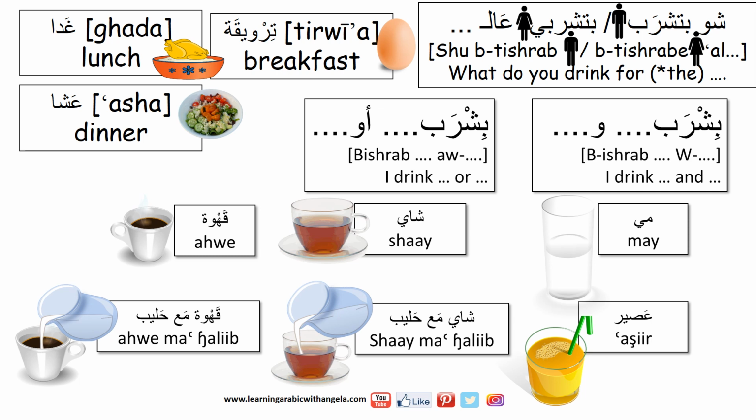The reply, for example, I drink water and tea. بشرب مي وشاي. I drink tea or coffee. بشرب شاي أو قهوة. I drink juice and tea with milk. بشرب عصير وشاي مع حليب. So مع means with. Tea with milk, شاي مع حليب. We can also say قهوة مع حليب, coffee with milk.